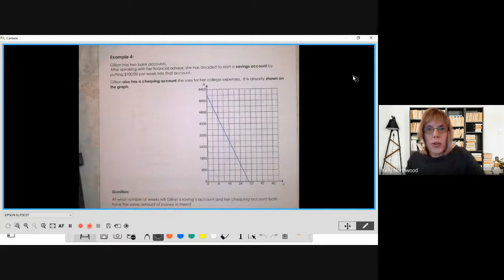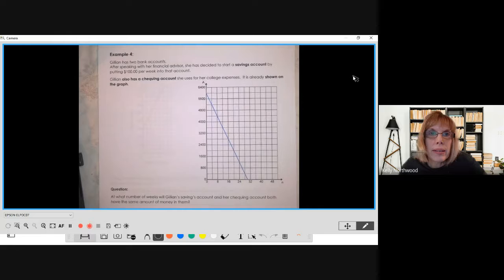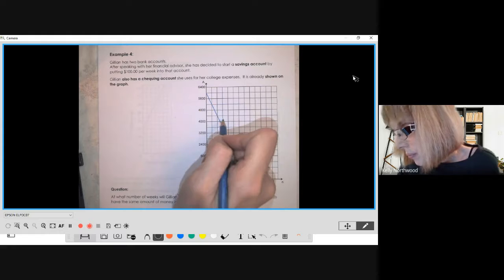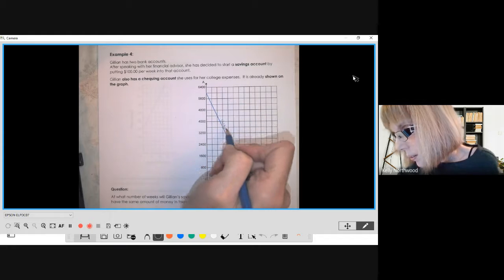Jillian has 2 bank accounts. After speaking with her financial advisor, she's decided to start a savings account by putting $100 per week into that account. Jillian also has a checking account she uses for her college expenses. It's already shown on the graph. So this one here is her checking account.